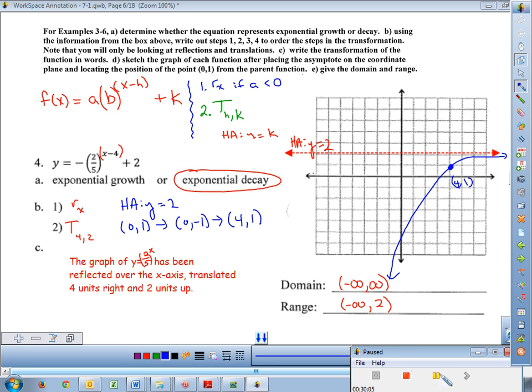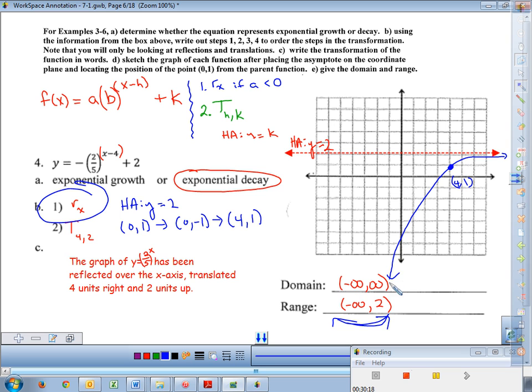So our domain is from negative infinity to infinity. Range. It does the old switcheroo on the range because doesn't the lowest that thing go is to negative infinity, correct? Why did the range switch around? Because we reflected it over the x-axis. So now the lowest this thing goes is negative infinity, and the highest it'll get is all the way up to that asymptote of 2. Won't touch it.